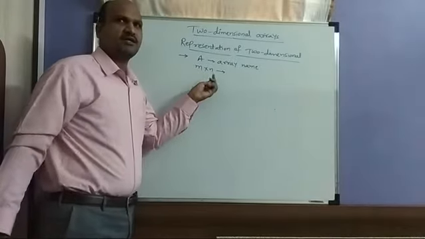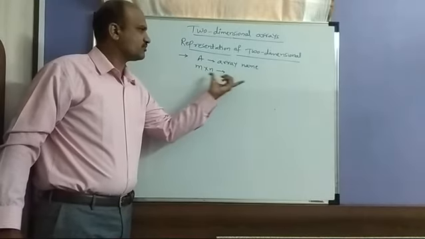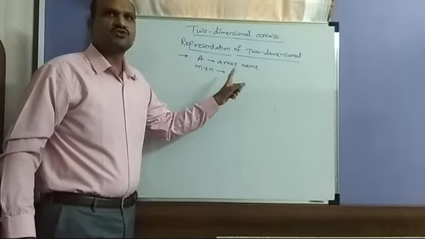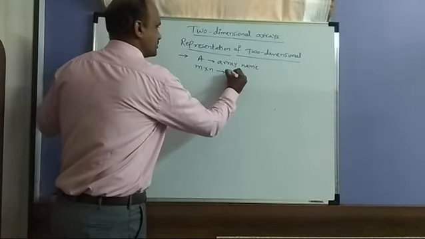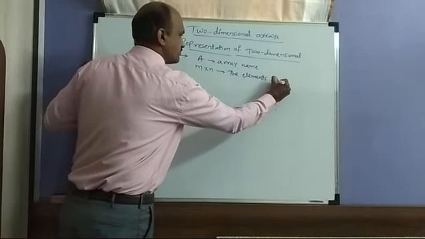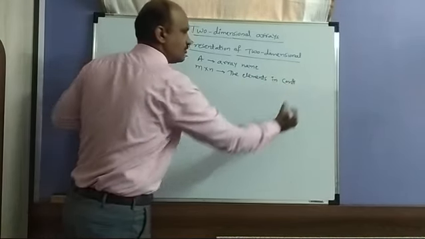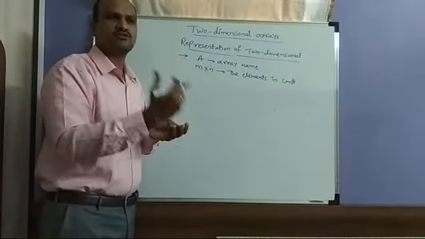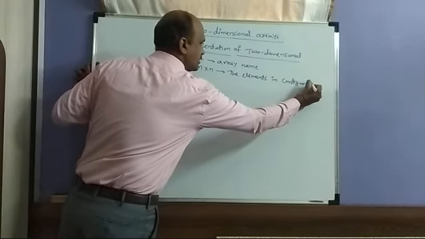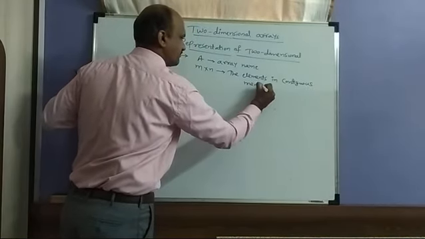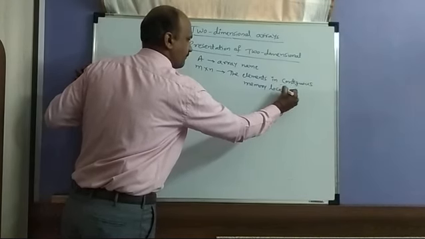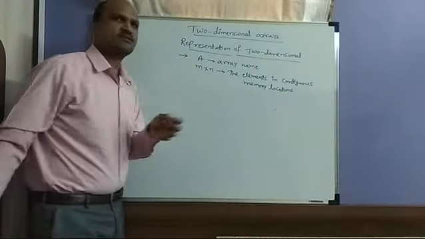The elements are to be contiguous. It stores here also m into n, meaning number of rows and number of columns. The elements should be in contiguous memory locations, so one by one the elements will be stored in the row and also in the column. That is m into n.